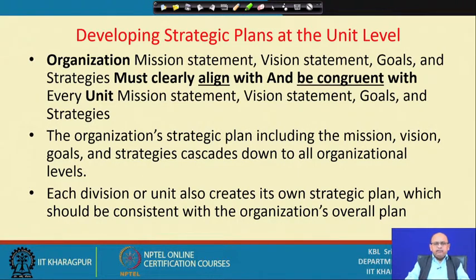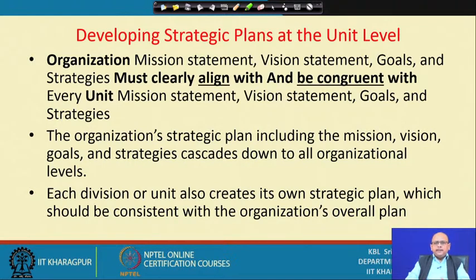So, each division or unit has to create its own vision statement, mission statement, and its own strategic plan, because the businesses are going to be different. Tata Steel, you are into a different business. Tata Consultancy, you are in IT products and services. Tata Motors, you are in automobiles, right. So, these are the different business units of the Tata Group.